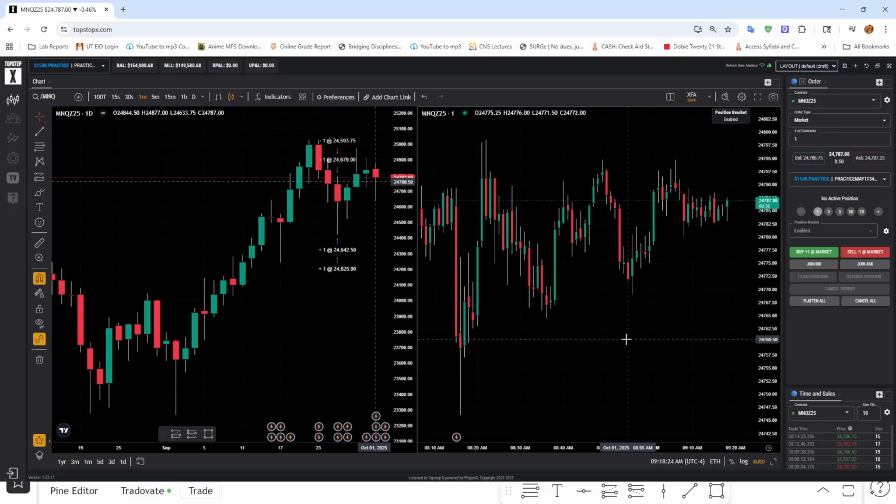Now, with that out of the way, you would take the horizontal ray and just drop it right on the close of that last candle. And you always want to double check because, like me, I have 53-year-old eyes. It's feeling like they're 100 years old now. You want to make sure you're dropping it right on the close. Okay, and that's what I've done here.